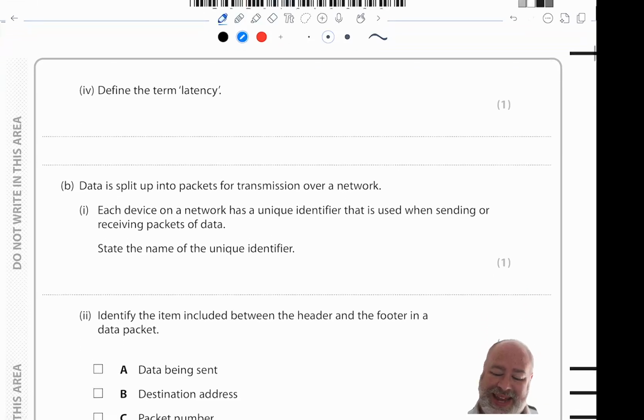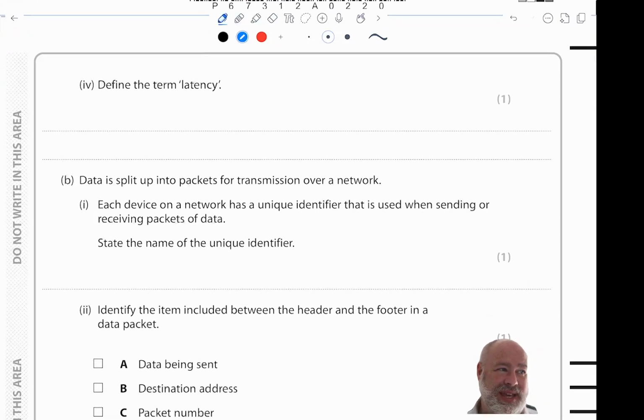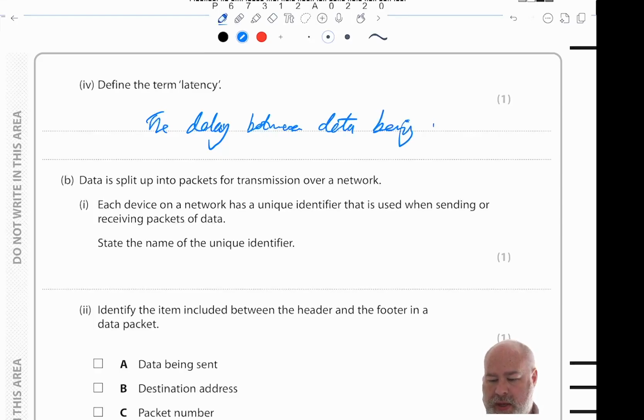Define the term latency. Right, well, latency is to do with the delay between data being sent and received.